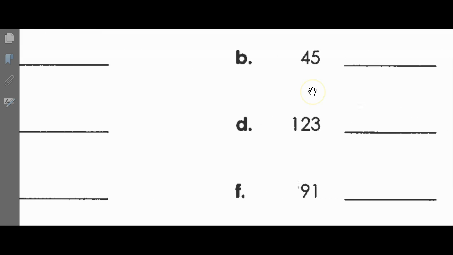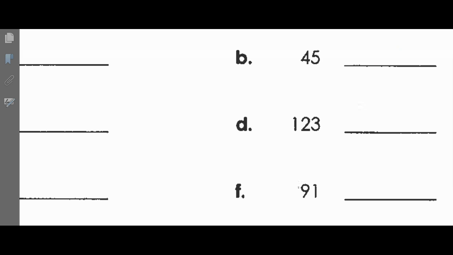Just by looking at this, 45 is rounded to what? 50. Because 45 is between 40 and 50, right? And we said that if it's in the middle, like 5, 15, 25, 35, 45, 55, they're all in the middle, so that means I round up. So 45 rounded to the nearest 10 would be 50. Okay.